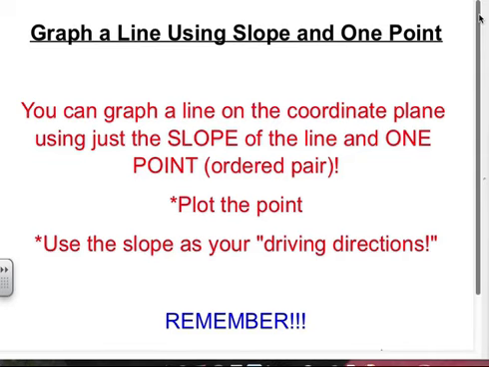Here it says in red that you can graph a line on the coordinate plane using just the slope of the line and 1 point, right? One ordered pair. So here's how I tell my students to do this. If you're given 1 point that's on the line and you're given the slope of the line, the first step is going to be to plot the point that you're given. So the ordered pair, whatever it is, the x and the y, you're going to plot that. That's your starting point on your coordinate plane. Once you get that starting point down there, you're going to use your slope as your driving directions.